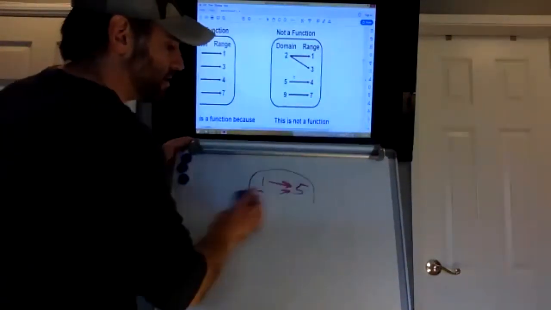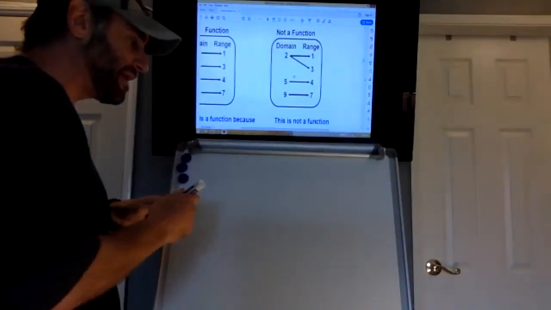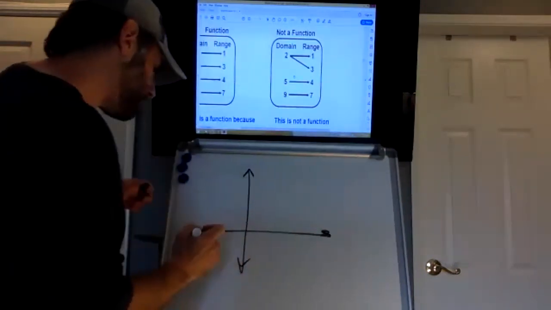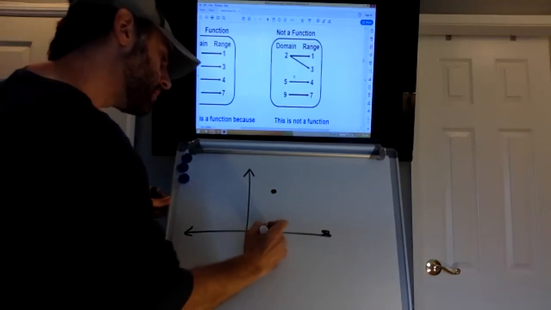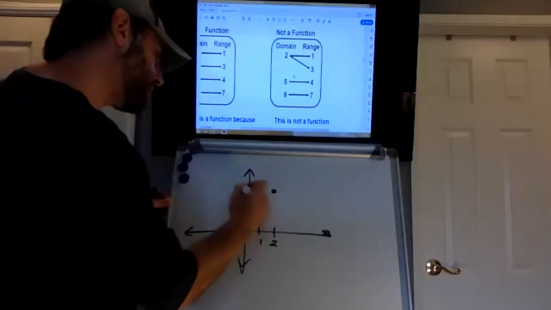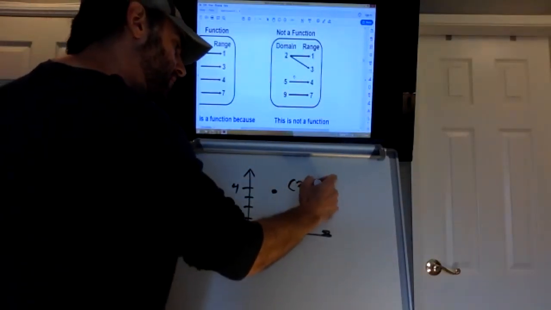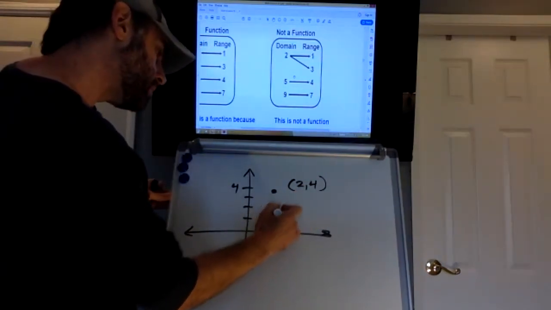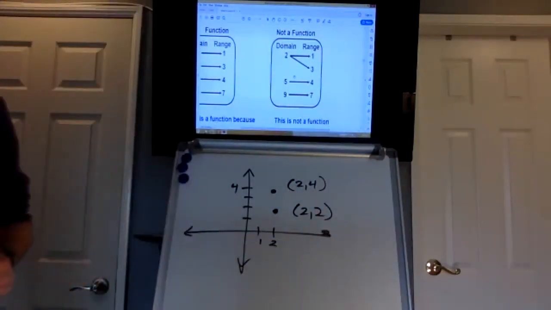Graphically, what would that look like? I don't know. Probably some of my slides already do it, so I'm kind of getting ahead. If you graph it, there would be this point here. This coordinate is 2, 4. This coordinate is 2, 2. Is that a function?